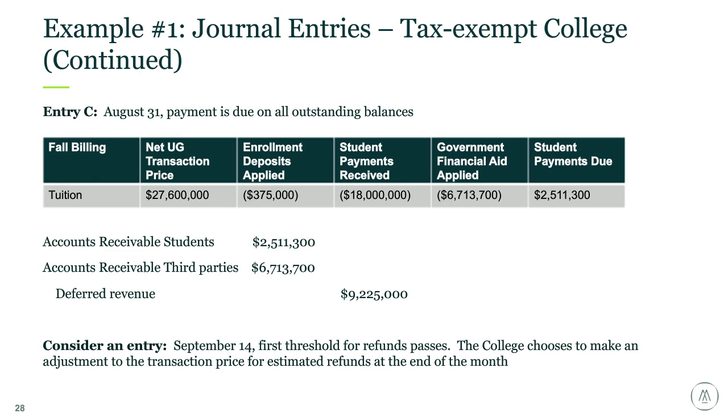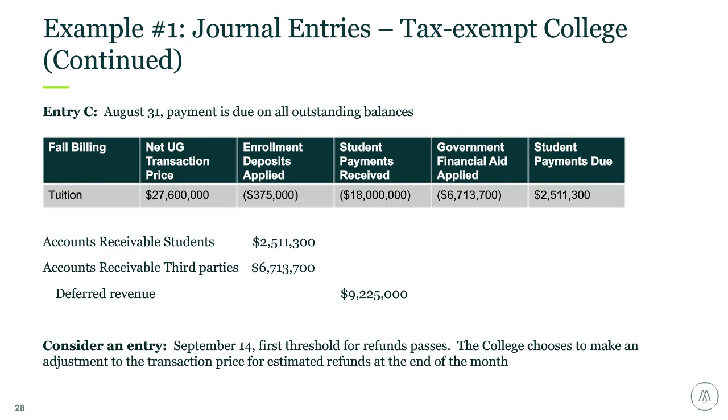The net undergraduate transaction price is gross tuition less institutional aid, or more commonly referred to as discounts, but before estimated refunds. The enrollment deposit was recorded on May 1st in entry A. The cash payments were recorded in entry B. The government financial aid is calculated by the school as awarded to students and is considered an accounts receivable from third parties. The ending student payments due of $2.5 million is accounts receivable from students, and the remaining difference is deferred revenue. Again, this will be recognized as the performance obligations are satisfied.